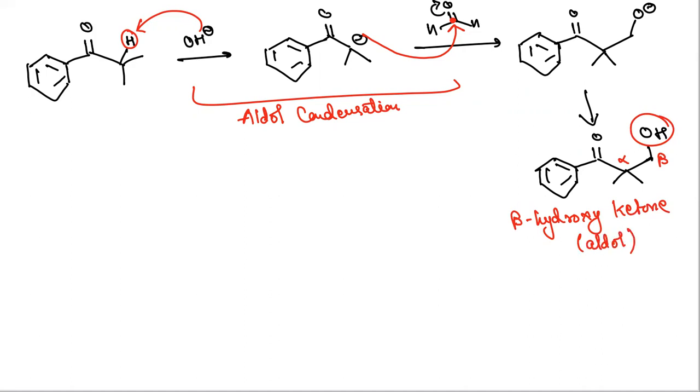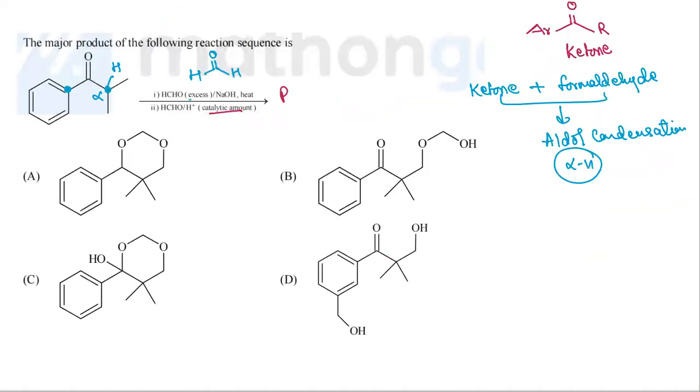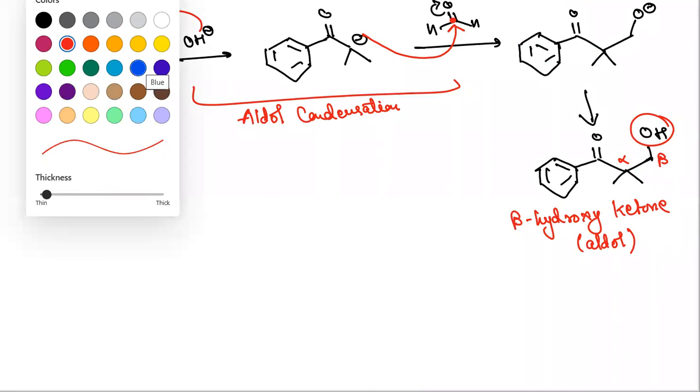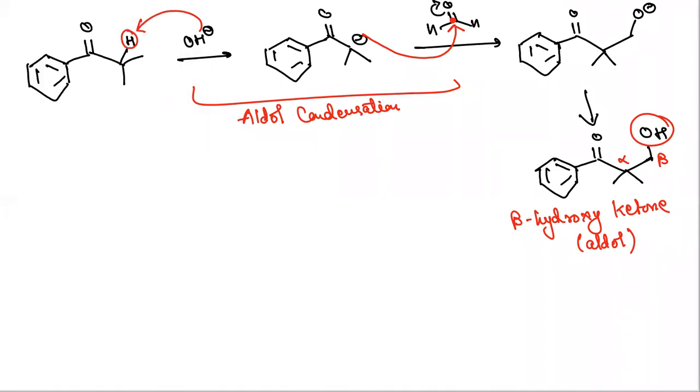Okay, so this is one of the steps that we have followed. But since in the question you can see the HCHO was being taken in excess, it means that I can utilize more formaldehyde for the first step itself. So see here, if I take one more molecule of HCHO, let's see what will happen. So this is another molecule of HCHO, that means formaldehyde. But now let's see whether more aldol condensation can occur here or not.